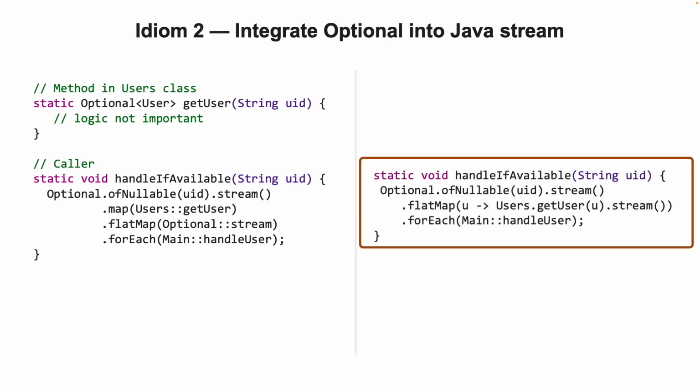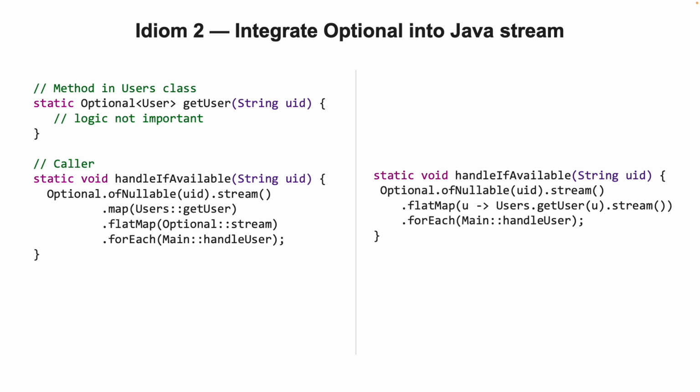You can also combine the map and the flatMap as shown on the right instead of using method references. Now you might find this easier to understand because here we are actually calling the stream method on the returned Optional User from the getUser. Once again, note that the map and the flatMap methods are called on the stream and not on the Optional object.